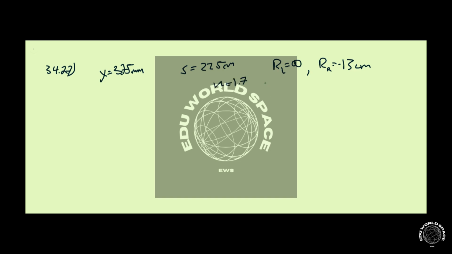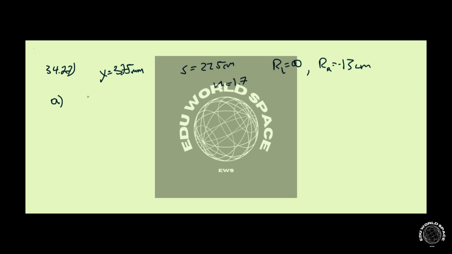So for part A, it says calculate the location and size of the image this lens forms of the insect. Is it real, virtual, erect, or inverted? Okay, so let's write out part A here.